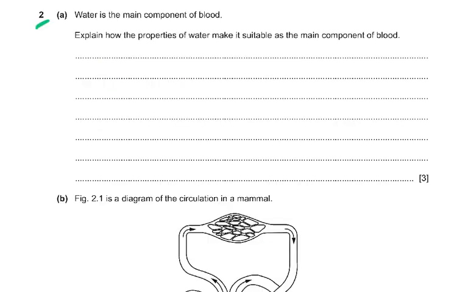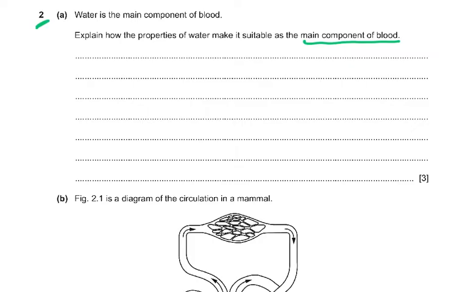Question number 2. Water is the main component of blood. Explain. So if it's an explain, it's a lot of bio. Explain how the properties of water make it suitable as the main component of blood. So water is a good solvent, 1 mark. Transport of urea for excretion, or you can say transport of glucose. So 1 named substance and a correct reason. So transports urea for excretion, you could have said that.